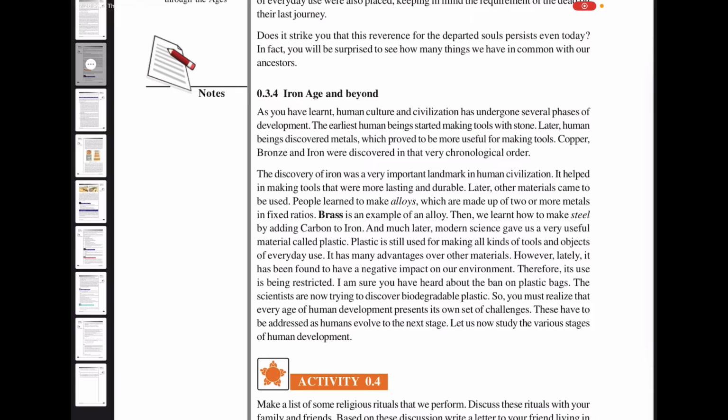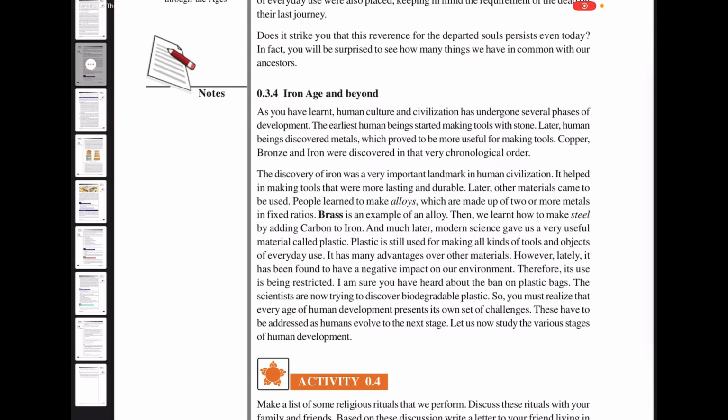Later, other materials came to be used. People learned to make alloys, which are made up of two or more metals in fixed ratio. Brass is an example of an alloy. Then we learned how to make steel by adding carbon to iron. And much later, modern science gave us a very useful material called plastic. Plastic is still used for making all kinds of tools and objects of everyday use.